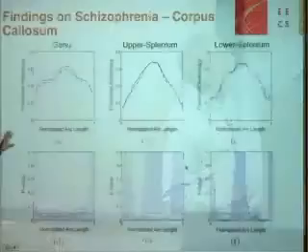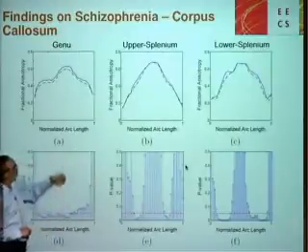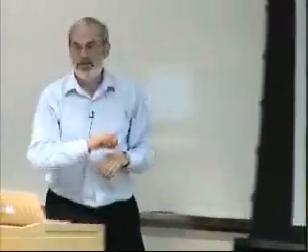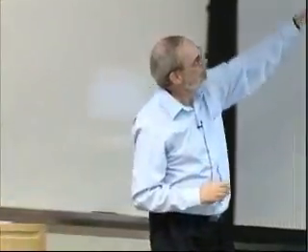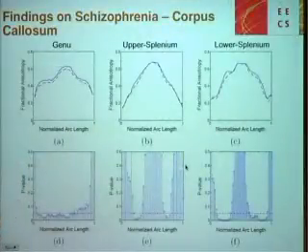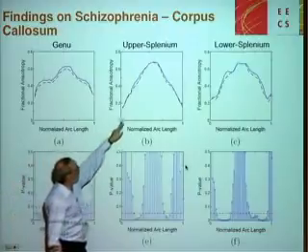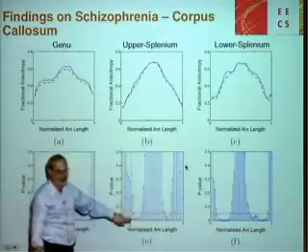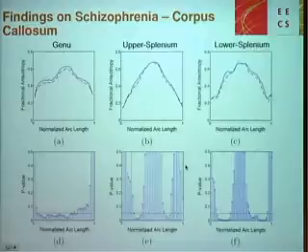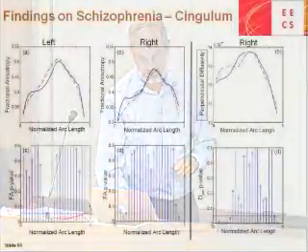And so what you're seeing here is 3 different parts of the corpus callosum. The blue curve is the fractional anisotropy, how strongly oriented it is in normals across all 50 subjects, and the red is schizophrenics. And notice some interesting effects. There are very subtle but statistically significant changes in particular parts of the corpus callosum between those two kinds of subjects.